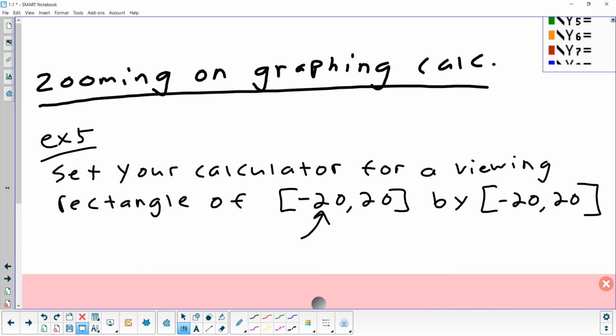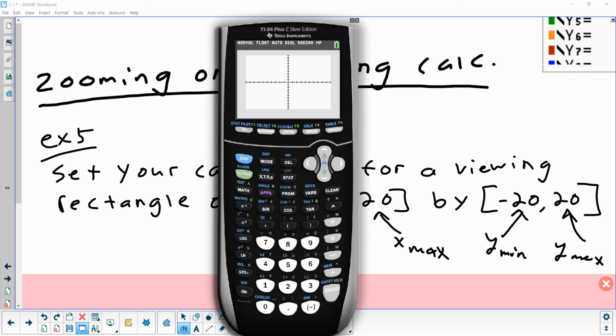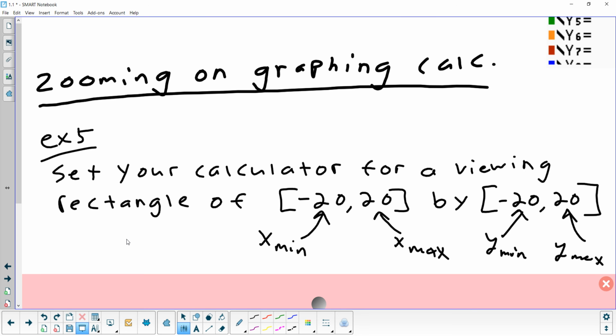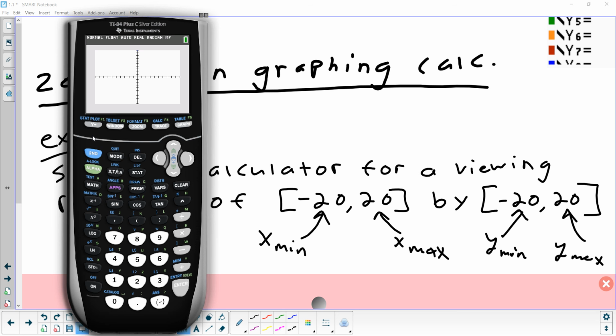But when you see a window given like that, the first two numbers are your x values, your min and a max. And the second two numbers are y values, min and max. Those are the four numbers that you need to set our viewing rectangle, or it's also called a window. So, on your calculator, there's a button that says window. It's at the top. It's right next to y equals. Then I've pressed the window button.